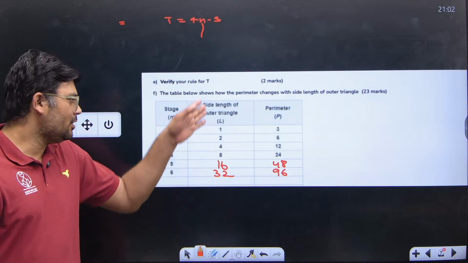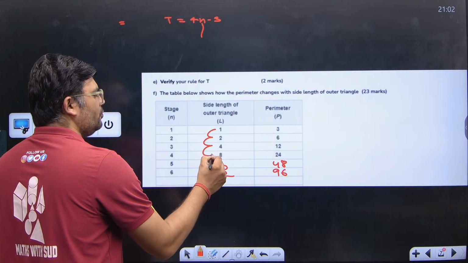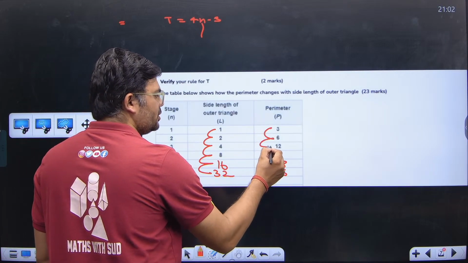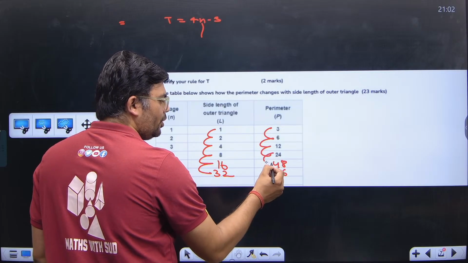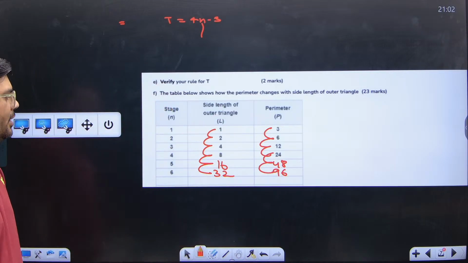Try to find the pattern top to bottom. So I saw that 1 into 2, 2 into 2, 4 into 2, 8 into 2, 16 into 2. Here 3 into 2, 6 into 2, 12 into 2, 24 into 2, 48 into 2 is 96. So you can find it like this as well. Are you getting it?